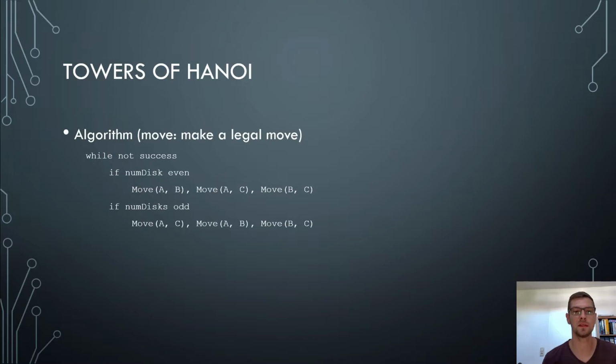Alright, and the algorithm depends on the amount of disks we have. If it's even, as we had it right now, then we always do a legal move between A and B, and then we do a legal move between A and C, and then we do a legal move between B and C. And if the number of disks is odd, then we basically swap the first 2 moves. We just change the order. So we move from A to C and from A to B, and in the last step we do again a move from B to C.